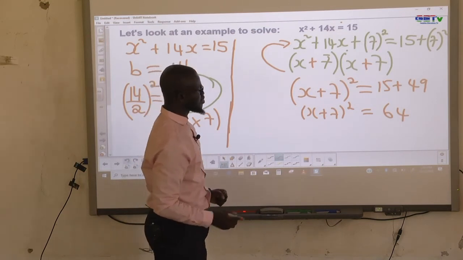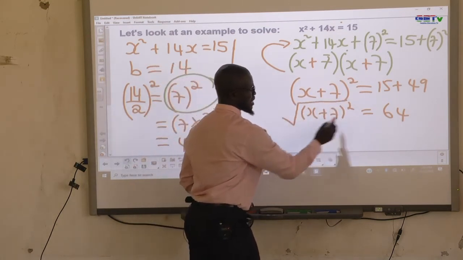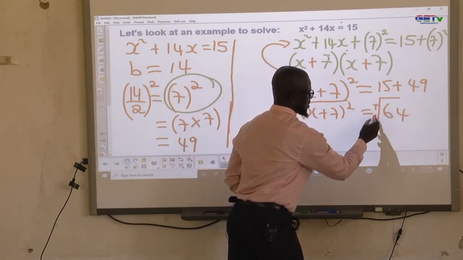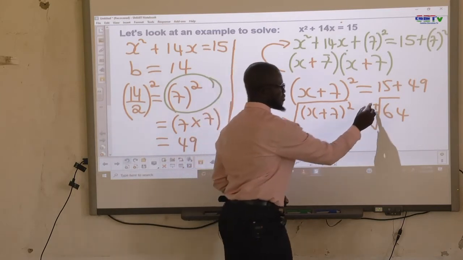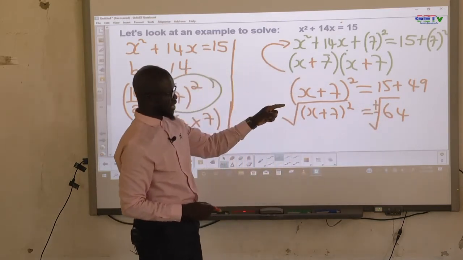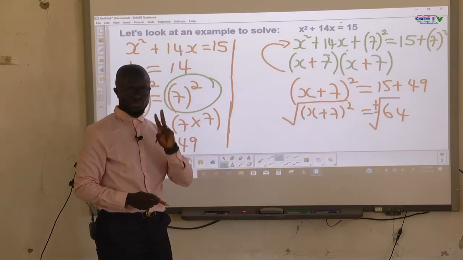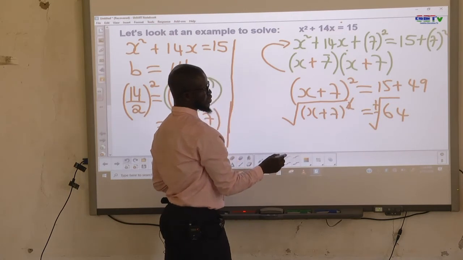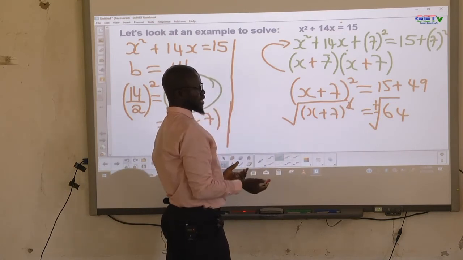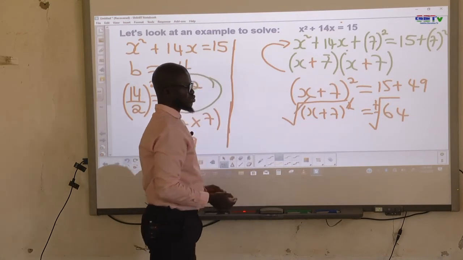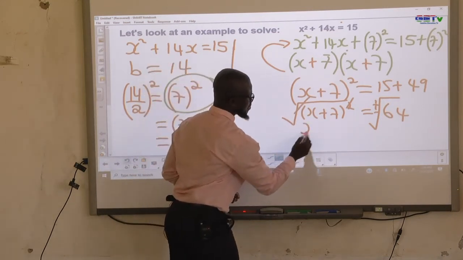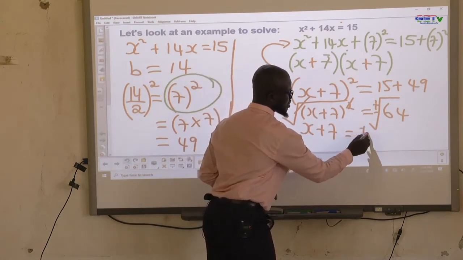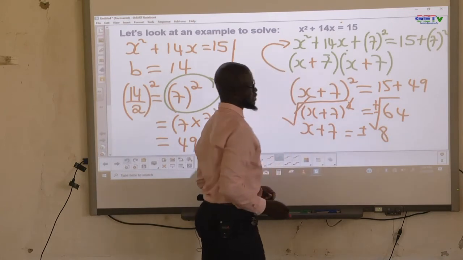So what next are we going to do here? The rule says you take the square root of both sides. And to take the square root of a number, remember, this answer could be either positive or negative. Put that there. It's very important. This is a quadratic expression. We have x plus 7 raised to the power 2 in bracket. The square will cancel the root right away. And that will give x plus 7 equals, the square root of 64 is going to be plus or minus 8.